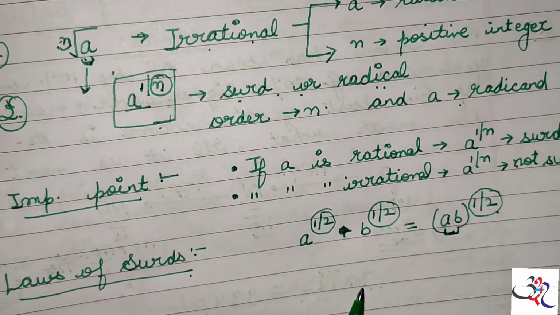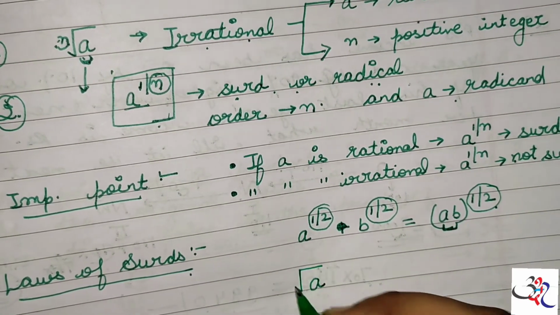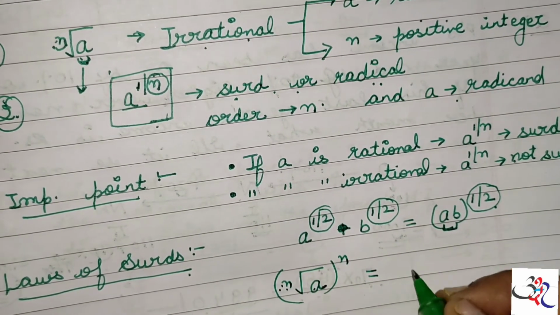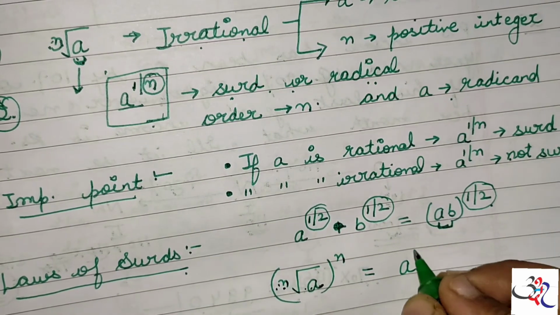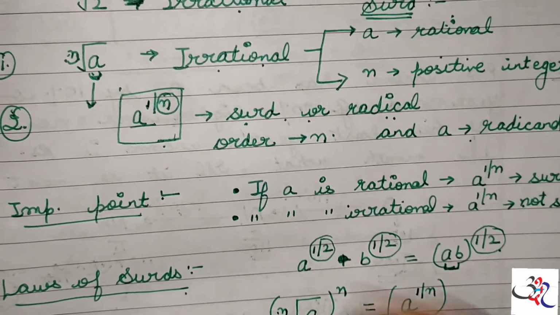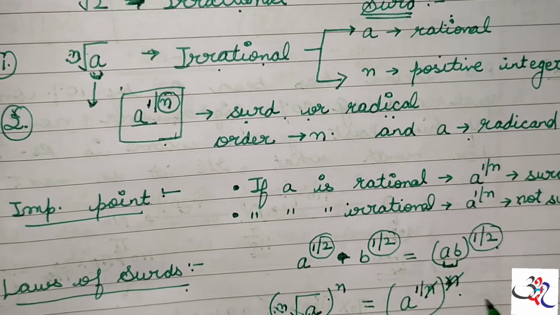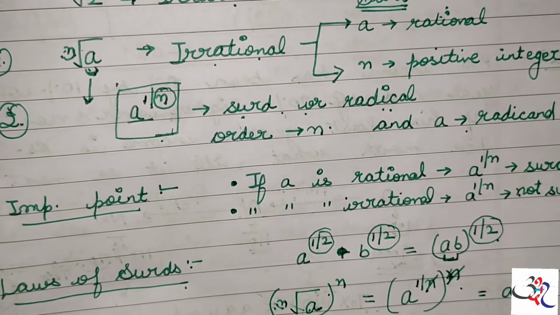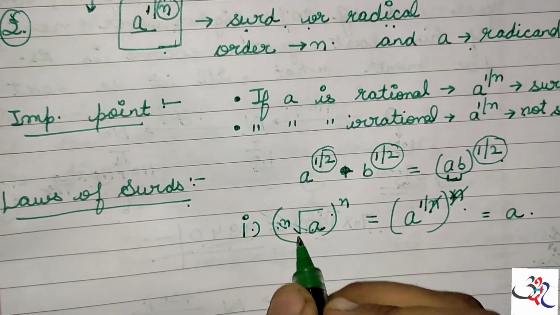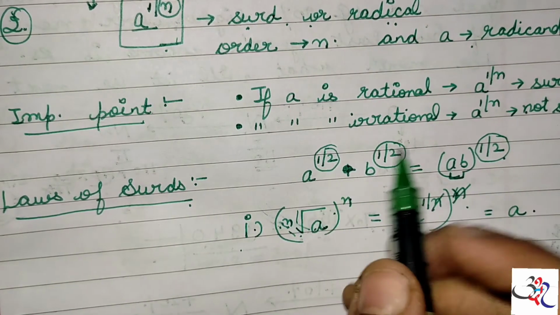Similarly, suppose there is a raised to the power 1 by n, the whole raised to the power n. How can I write it? I have told you that the nth root of a is a raised to the power 1 by n, so I can write a raised to the power 1 by n into n. The n and n will get cancelled out, so my answer will be a. So we can apply all the rules of the square root that we use here also.